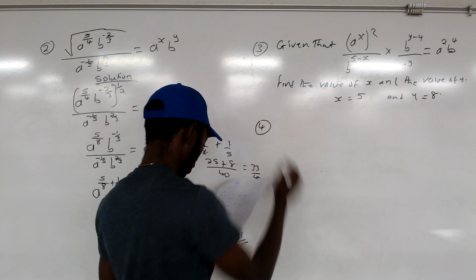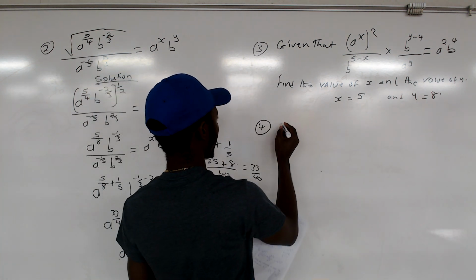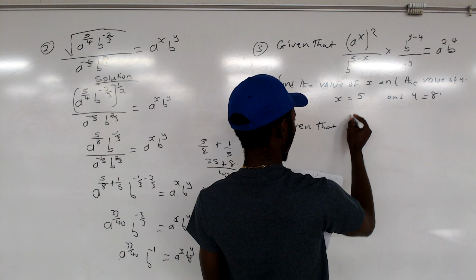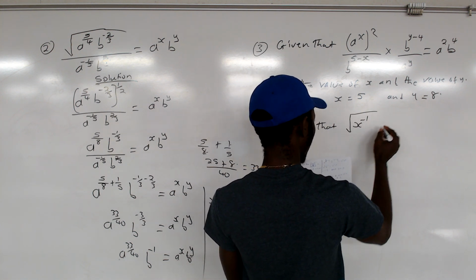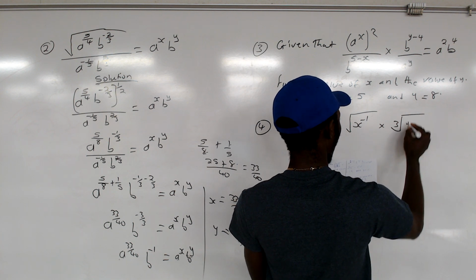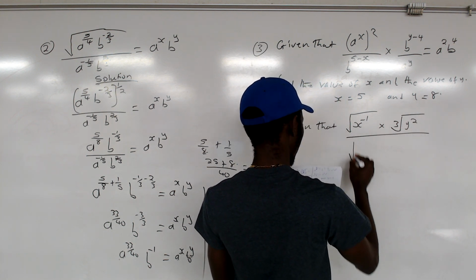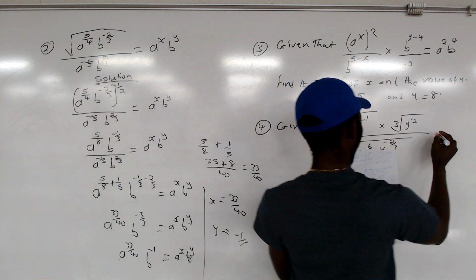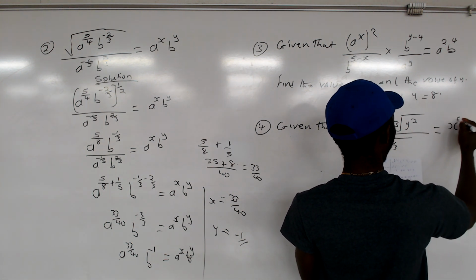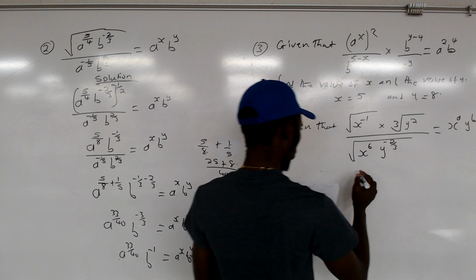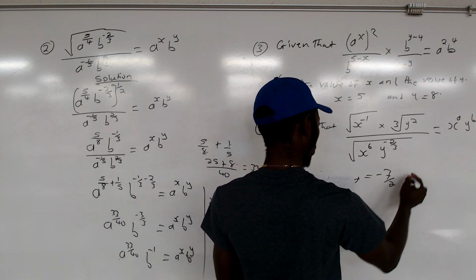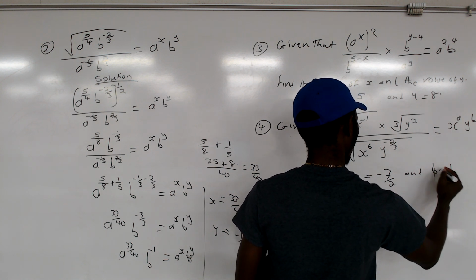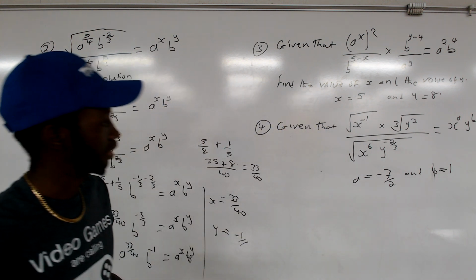The other question I want you to go through says: given that the square root of x to the power negative 1, times the cube root of y squared, divided by the square root of x raised to the power 6, y raised to the power negative 2 over 3, equals x raised to the power a, y raised to the power b. When you work this out, the value of a is minus 7 over 2 and the value of b is 1. So take these problems and try them.